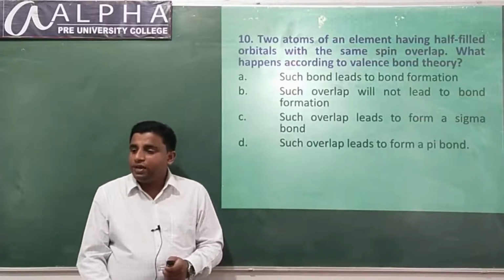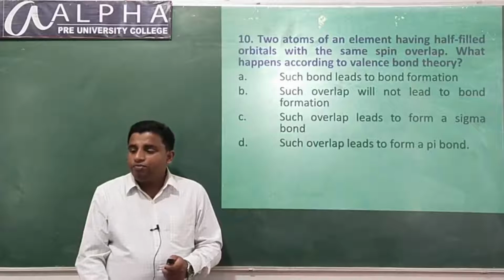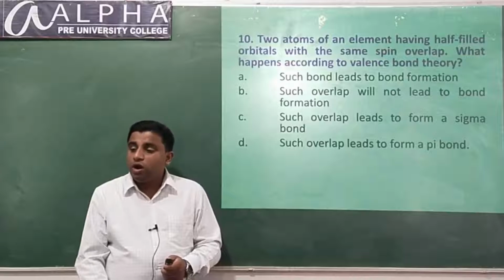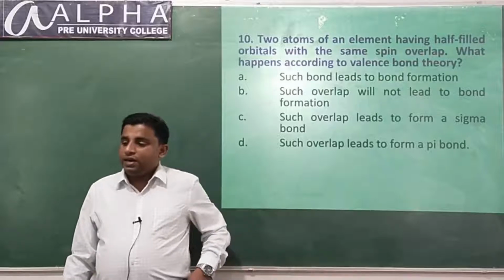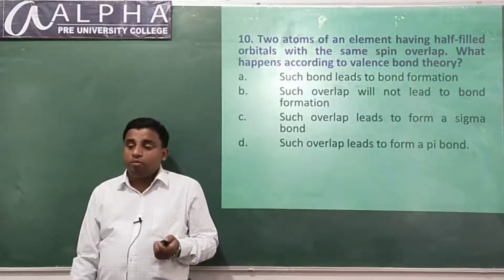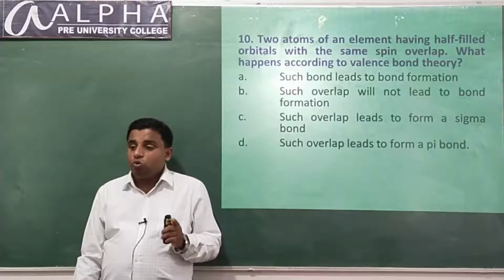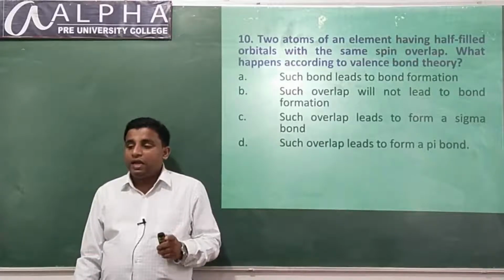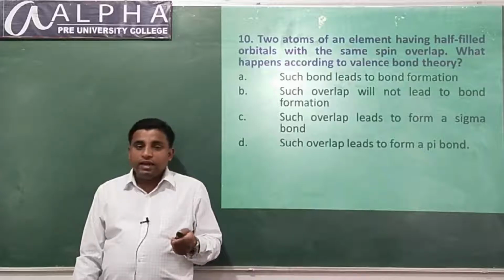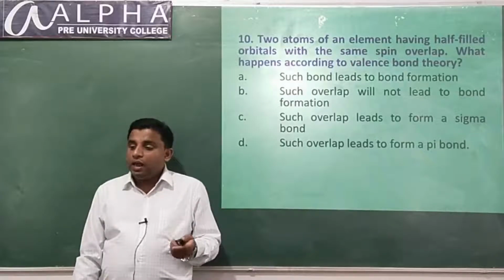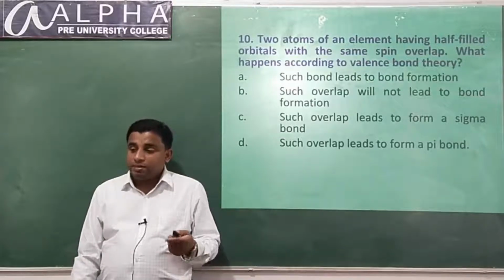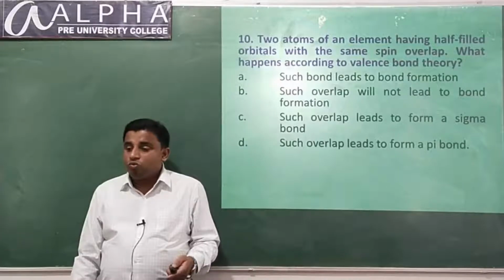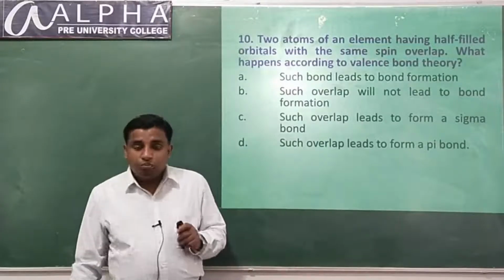Two atoms of an element having half-filled orbitals with the same spin overlap. What happens according to valency bond theory? Option A: such bonds lead to bond formation. Option B: such overlap will not lead to bond formation. Option C: such overlap leads to form a sigma bond. Option D: such overlap leads to form a pi bond. What is the correct answer?